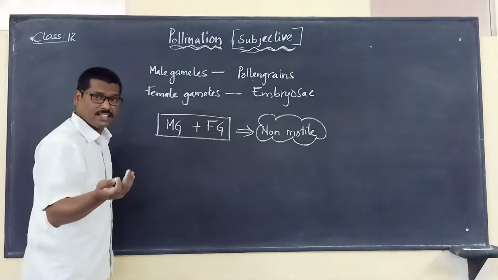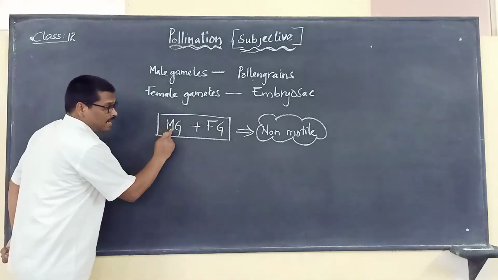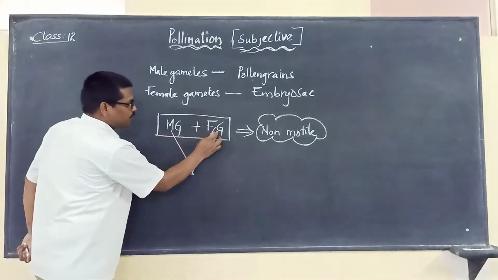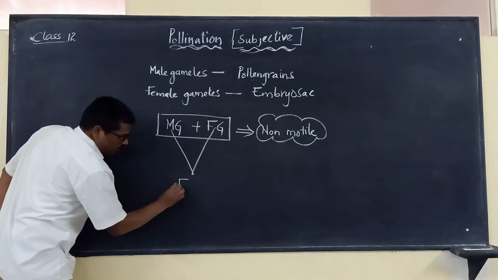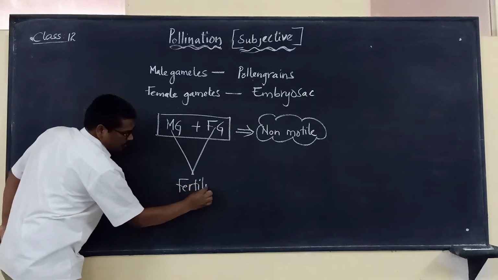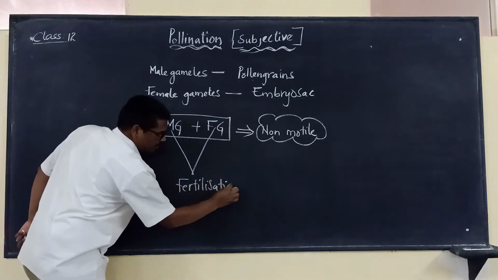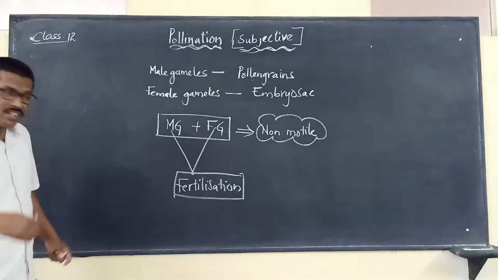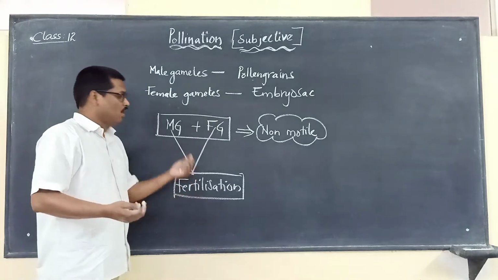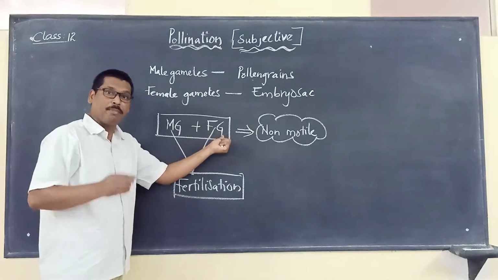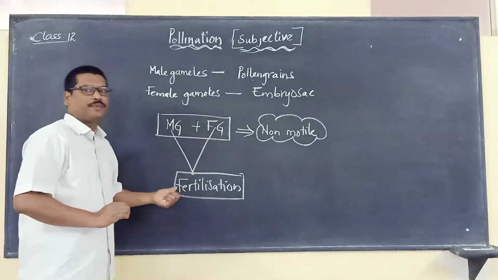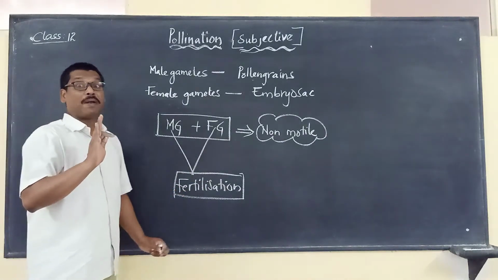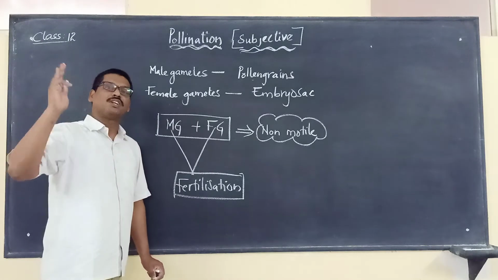So what is fertilization? Fusion of the male gamete with the female gamete is called fertilization. What is the end product of fertilization? Zygote. Fusion of male gamete with the female gamete to form a zygote is called fertilization. Fertilization is a very important process in plant life for the perpetuation of its race.